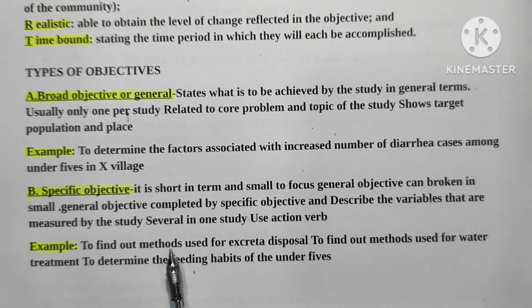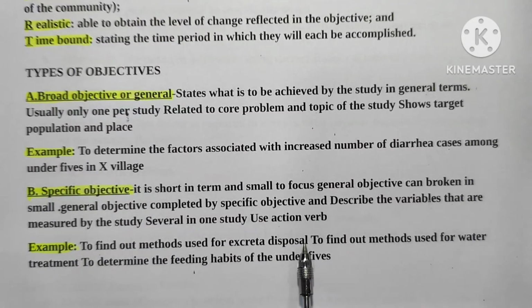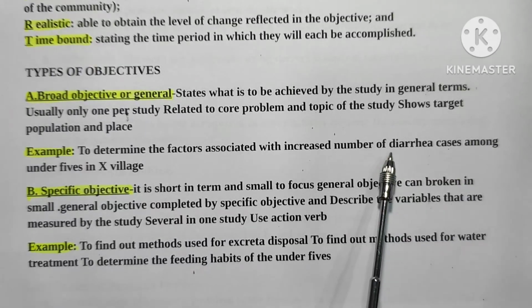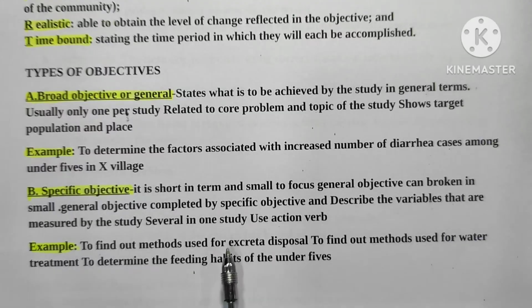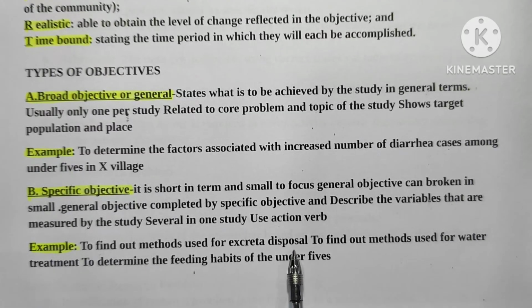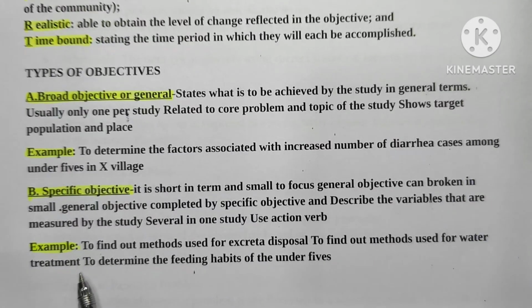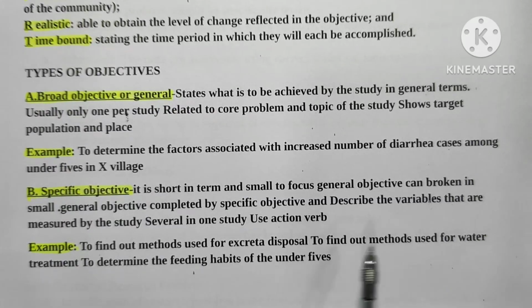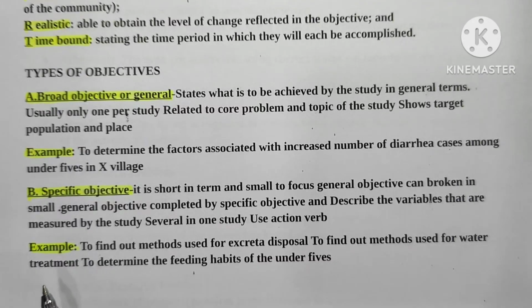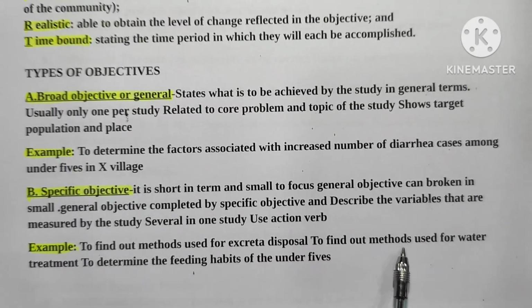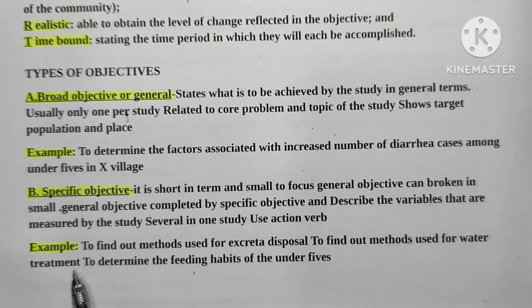Example: to find out methods used for excreta disposal. This is related to the same problem, diarrhea. To find out the methods those people are using for excreta disposal in those diarrhea cases, that is one specific objective. Next one is to find out methods used for water treatment. What kind of water they are consuming and what methods they are using to purify that water. Maybe that is causing the diarrhea. So finding out what type of water purifying methods they are using is one specific objective.